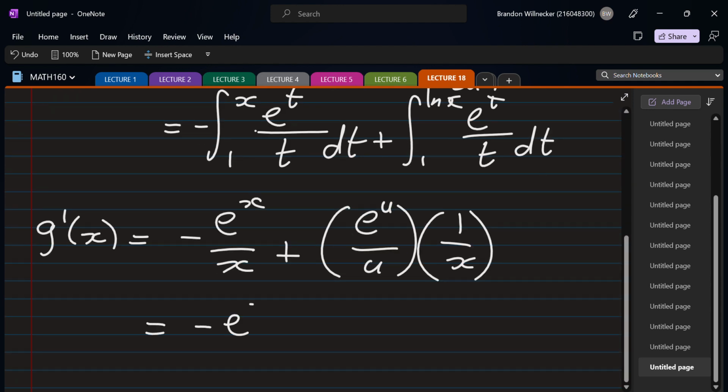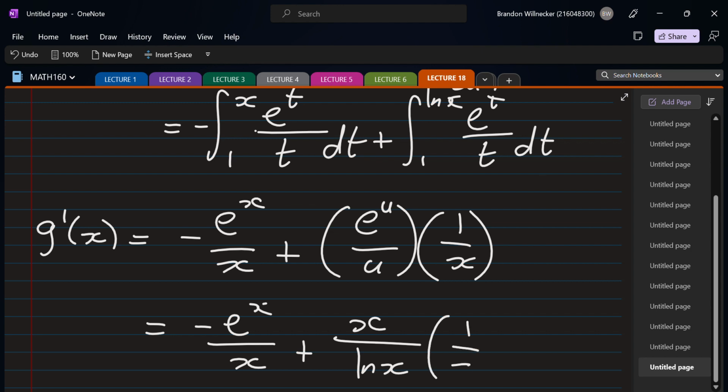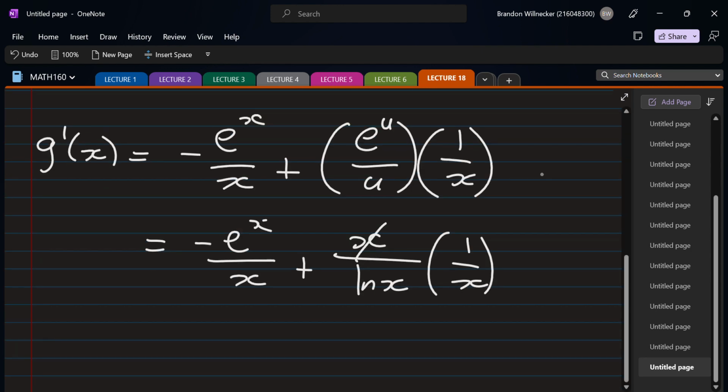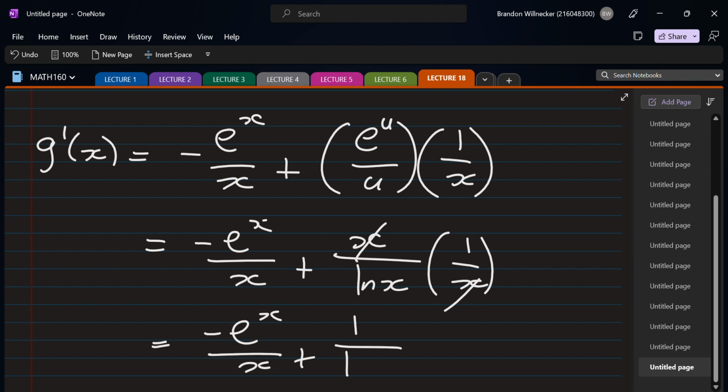Okay, so this is minus e to the x over x, plus, and now we can put the natural log back. So wherever you have a u, you can put your natural log back there. So e to the natural log of x, those are inverses of each other, so we just get x. U, that's the natural log of x, and then 1 over x. Okay, here the x's can cancel, so we're left with minus e to the x over x, plus 1 over the natural log of x.